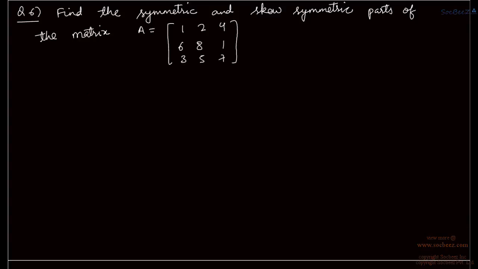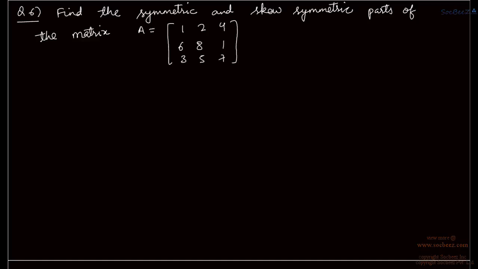Now the sixth one. Find the symmetric and skew symmetric parts of the matrix A is equal to 1, 2, 4, 6, 8, 1, 3, 5, 7. Right. Now this is a very important part. Well, actually this comes from a property which states that any square matrix A, right? So any square matrix can be written as the sum of a symmetric as well as skew symmetric matrix.